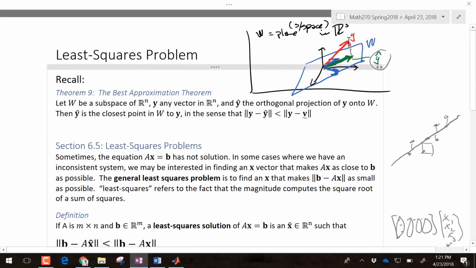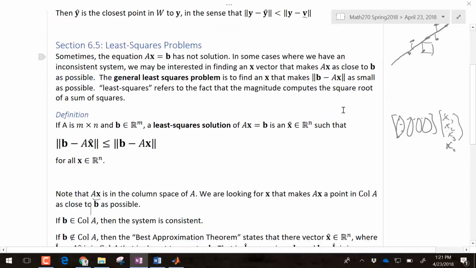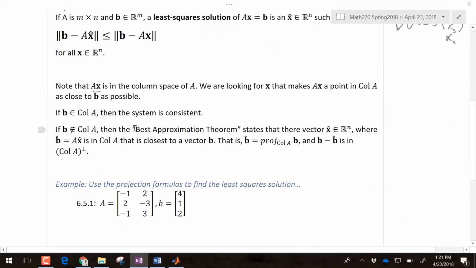Looking at this drawing, if y is actually on the plane, then that's going to be the solution. But if it's not on the plane, then we use the best approximation theorem, which states that there are going to be some x values that would make that happen. And the closest value we get is the projection of your vector onto the plane.